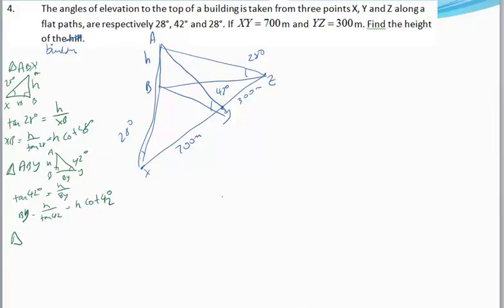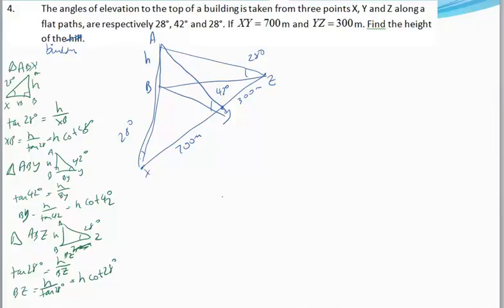For our third triangle over here, ABZ, we draw it up like this: 28 degrees, H, that's A, B, there's Z, and 300 meters. No, sorry, it's not 300, we don't know this length, this is our BZ. So tan of 28 degrees is equal to H divided by BZ. So BZ is equal to H divided by tan of 28 degrees, which is H cot 28 degrees.